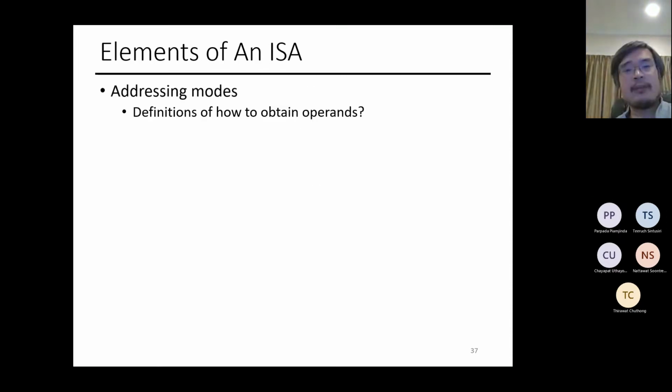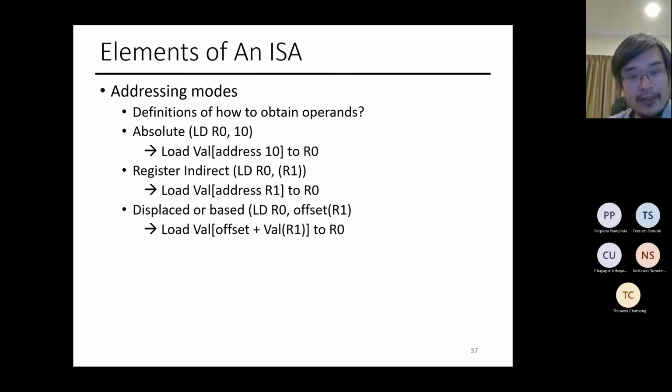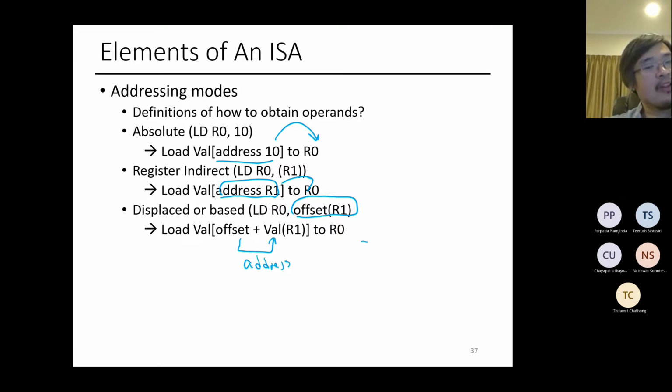And what else? We can talk about addressing mode. How do we obtain the operand? For example, you can have support for the absolute addressing mode, like load R0 10, which basically means that I'm gonna load address 10 into R0. I can use register indirect, which means that I'm gonna go to the address where R1 is, and then I load it to R0. I can use displacement or base, where you have offset R1, meaning that I add offset to the value of R1 and that becomes my address. And I'll check that address. What's the value in there? I load the value into R0, right?